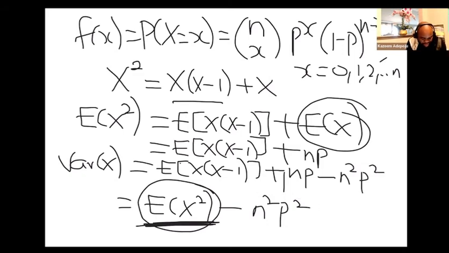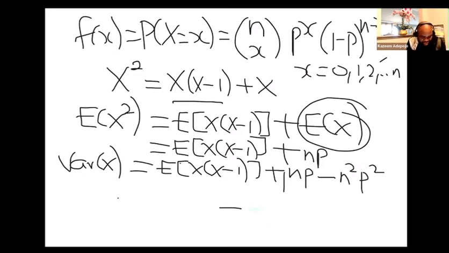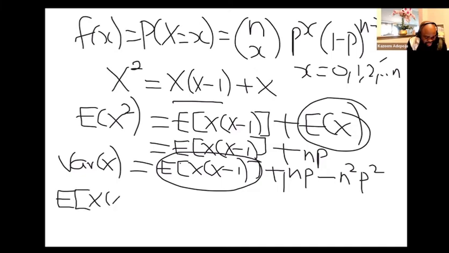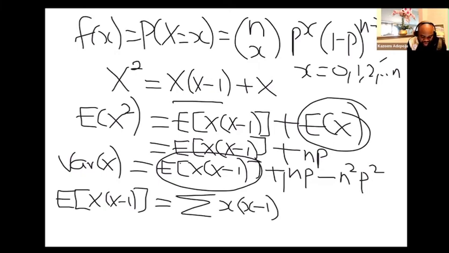Okay, the moment I have this guy, the only thing that I need to figure out now is the expected value of x into x minus 1. That is exactly what I need to figure out now. If I want to figure that out, the expectation of x into x minus 1 is going to be equal to summation x into x minus 1 f of x.